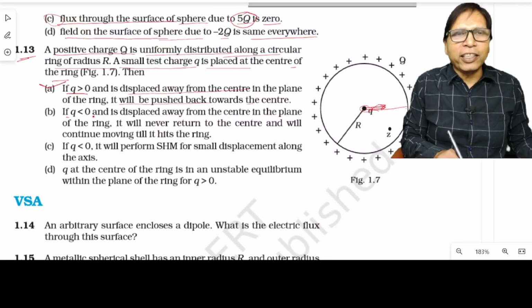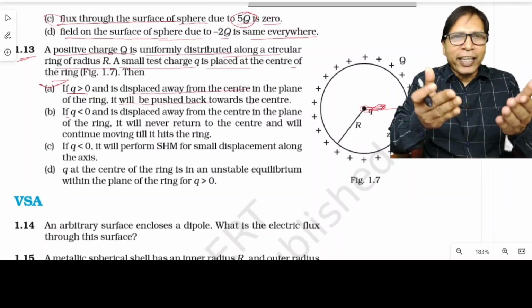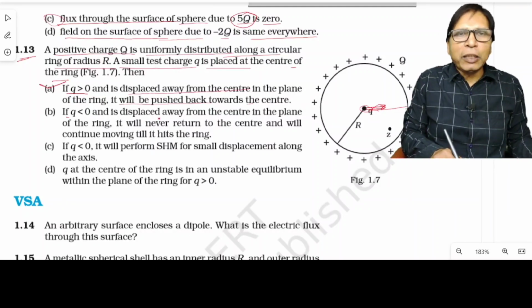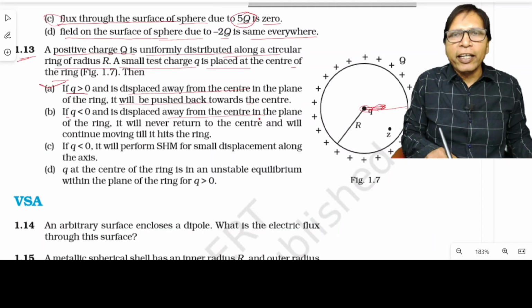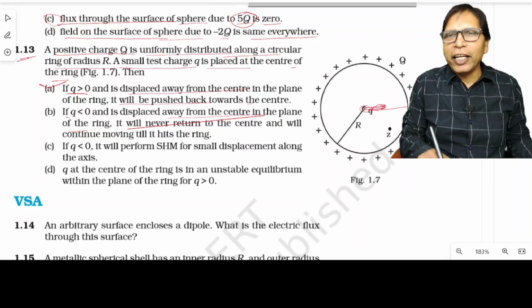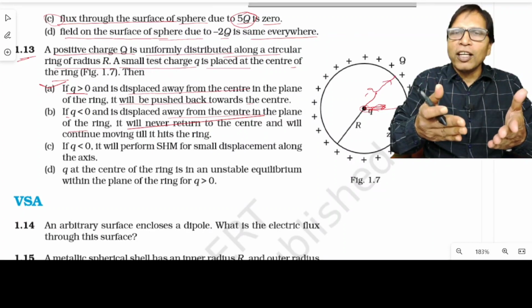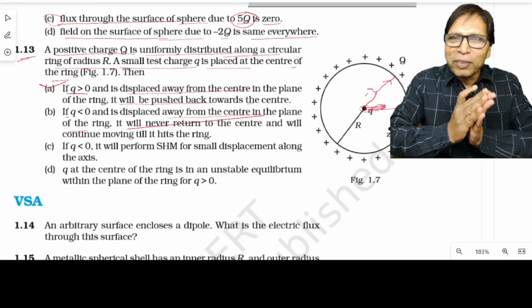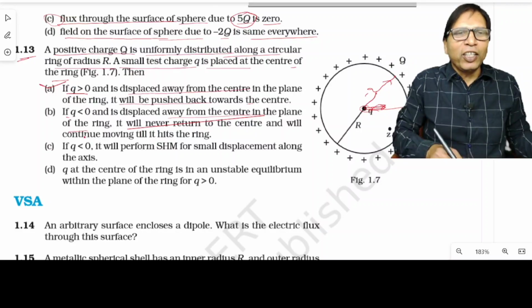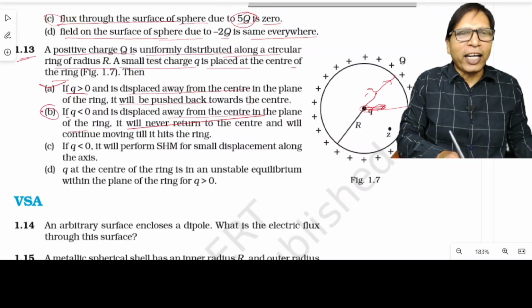If q less than 0, that is charge q is negative and is displaced away from the center in the plane of the ring, it will never return to the center. Yes, look at this. If the charge minus q is displaced here, it is attracted by this charge with more force, so it moves away from the center. So this option is also correct.